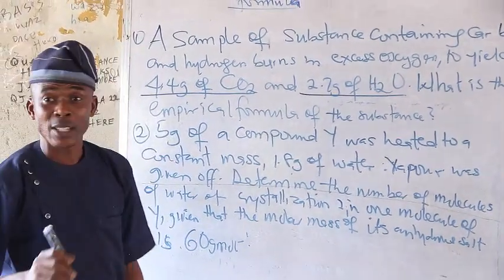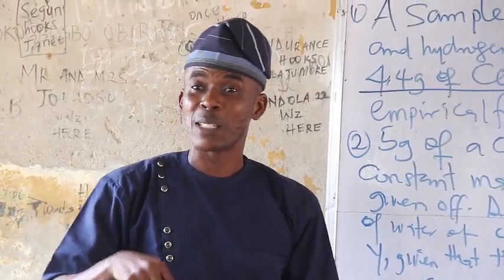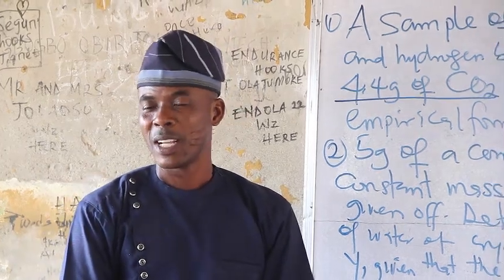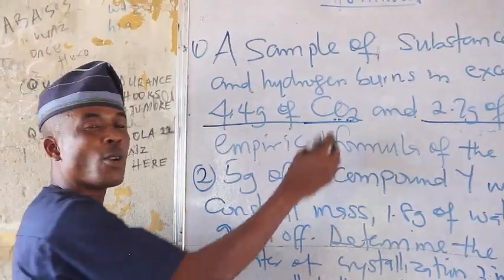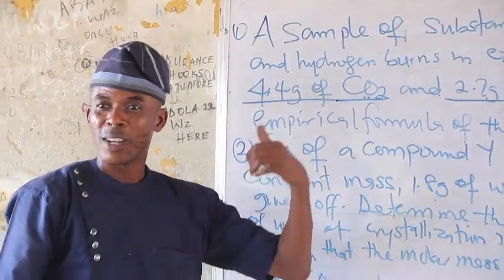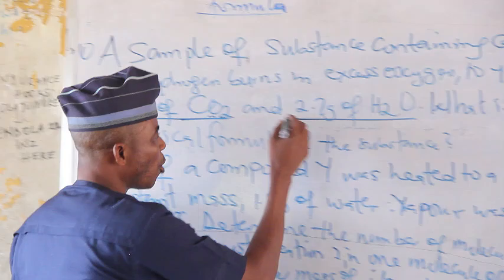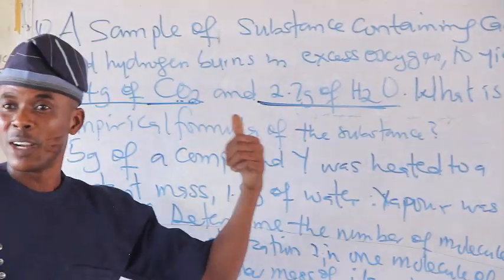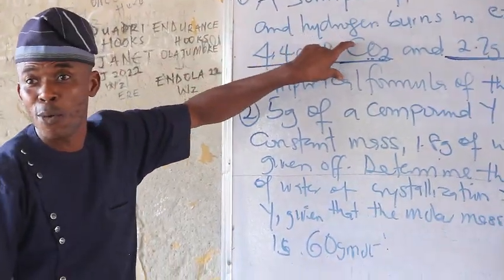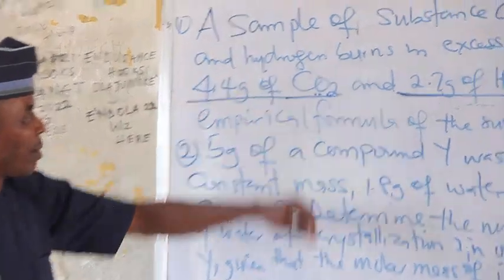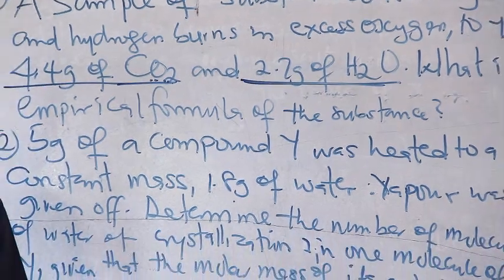What you need to determine now is the mass of carbon and the mass of hydrogen that is present in the hydrocarbon. How do we do that? For us to have CO2, this CO2 must have derived from combustion of carbon, and the H2O must have come from the combustion of hydrogen. So we need to get the mass of carbon from carbon dioxide and the mass of hydrogen from water. Are we together? How do we do that?